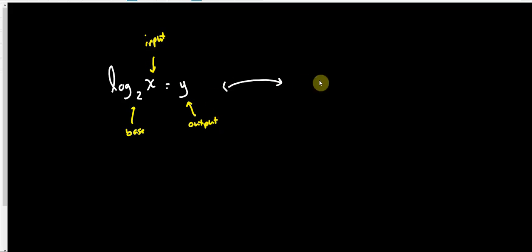I can interchange this with, guess what? This 2 was the base of the log function. It's also going to be the base of an exponential. And then instead of having the input and output, they kind of swap places. I have y up here as the input, or I could think of it as just an exponent. And that would be equal to x, or the output. Okay, so I need to be able to swap back and forth between these two notations.